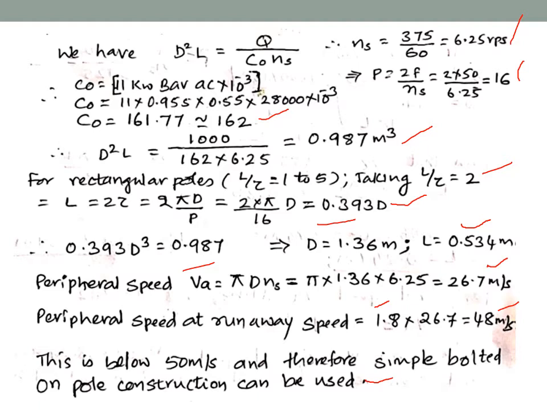Bolted on pole construction can be used. So here, if you take a lesser L by tau ratio value, the speed will be less.